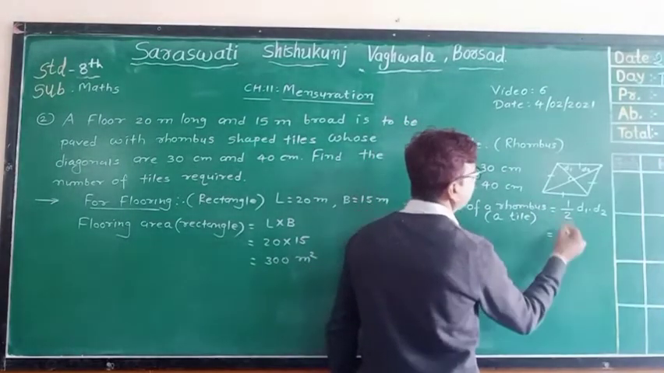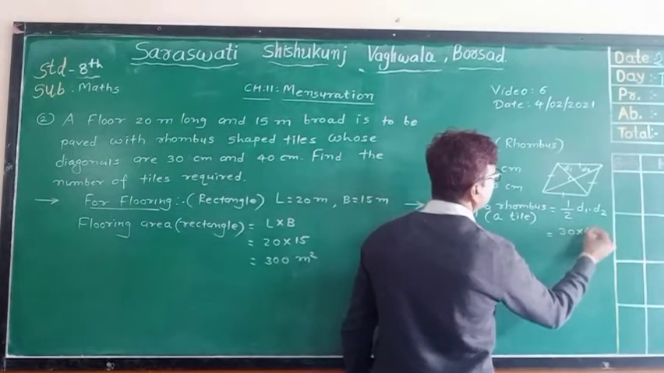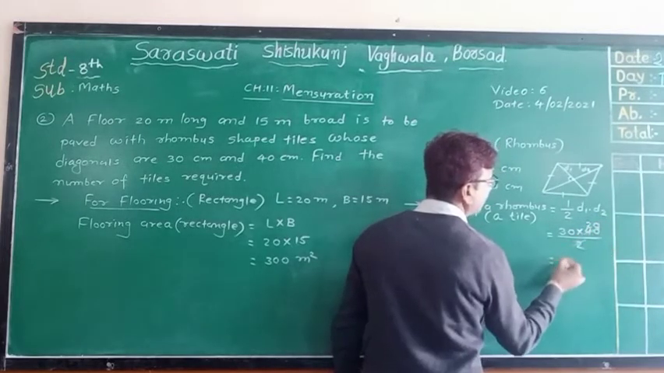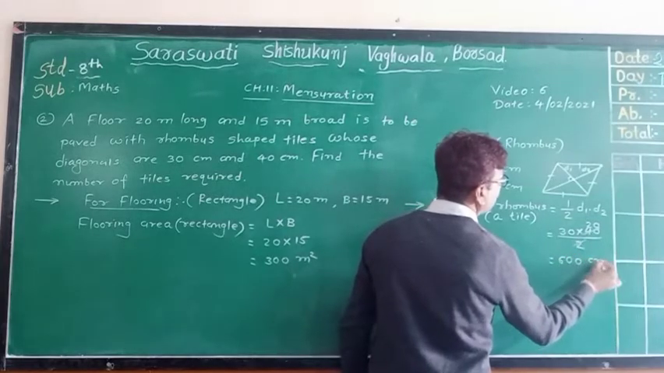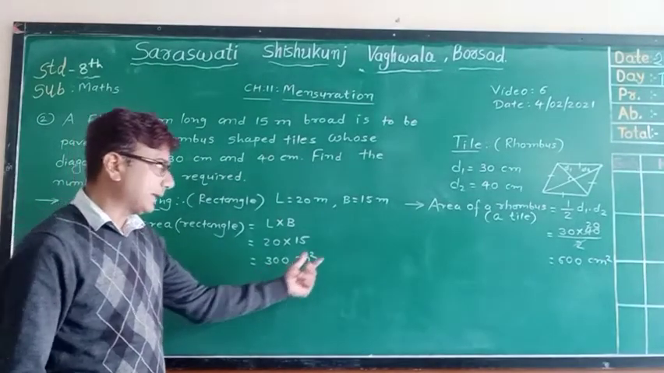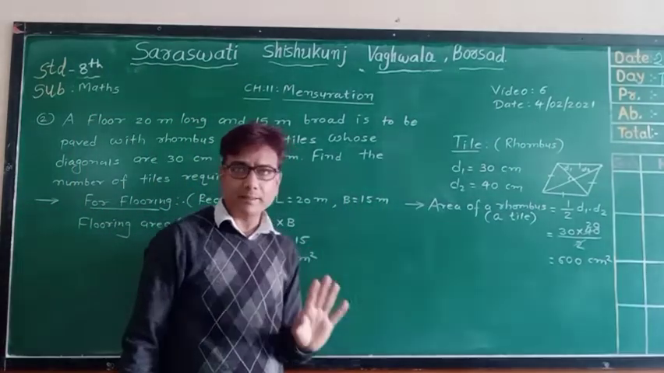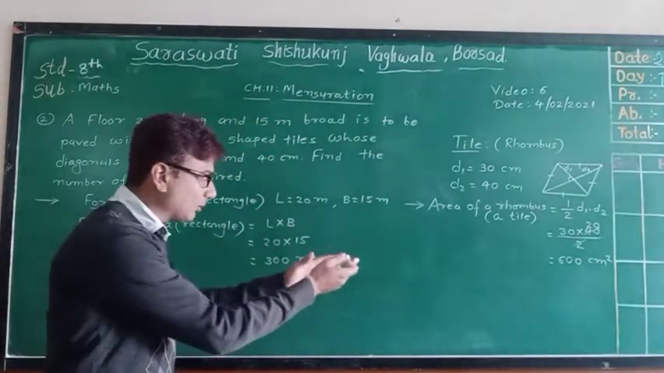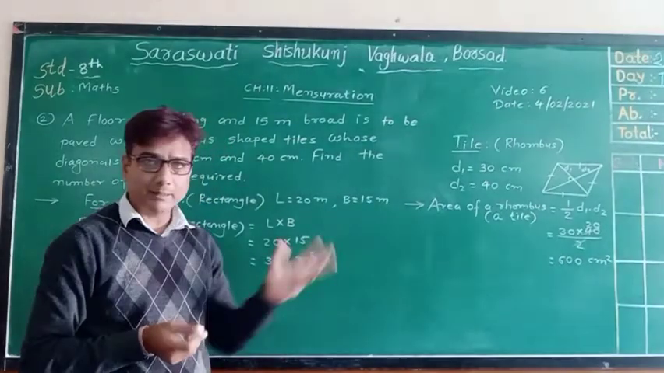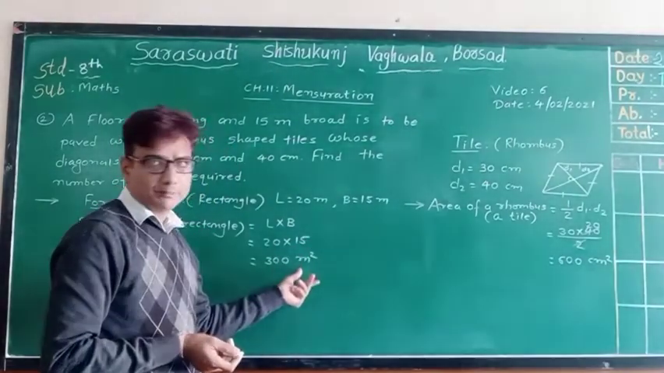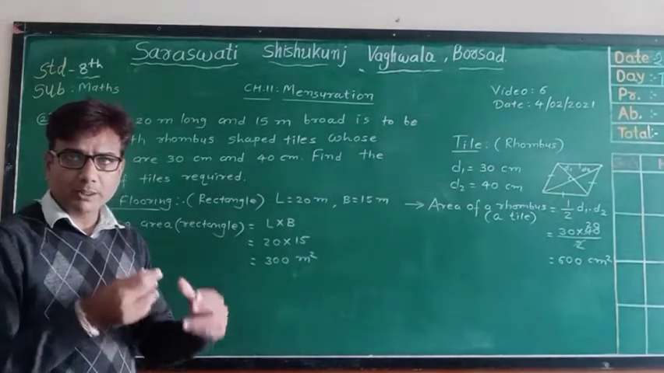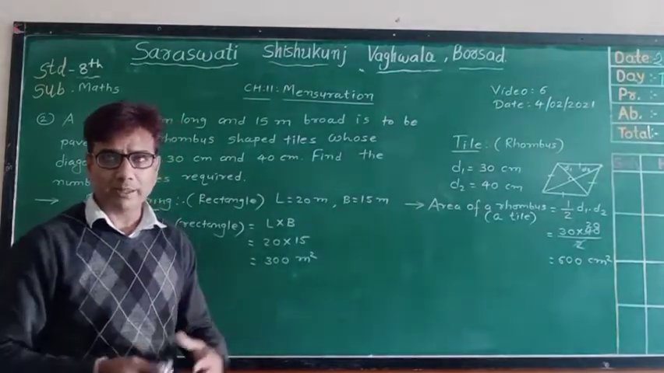D1 is 30 and D2 is 40, so by this calculation, the area is 600 centimeter square. See this, beta. Our flooring area is 300 meter square and one tile's area is 600 centimeter square. We can observe that both units are not equal, meter square and centimeter square. So we have to convert this big unit, meter square, into the small unit.